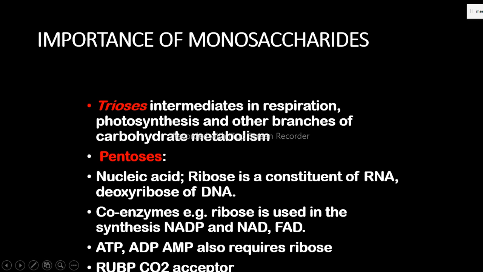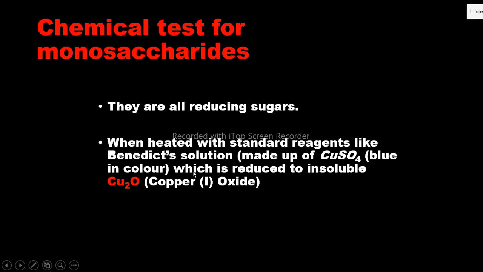We have this RuBP, which is a carbon dioxide acceptor. Without this RuBP, ribulose bisphosphate, the plant cannot photosynthesize. And imagine if plants can't photosynthesize, even you can't exist. Trust me. So really, these ribose sugars are really good.